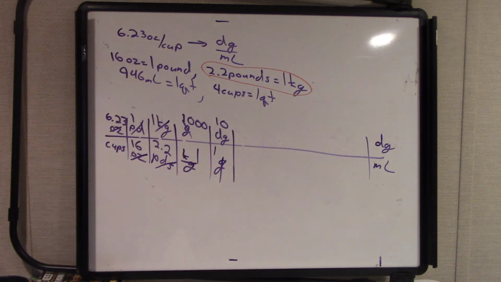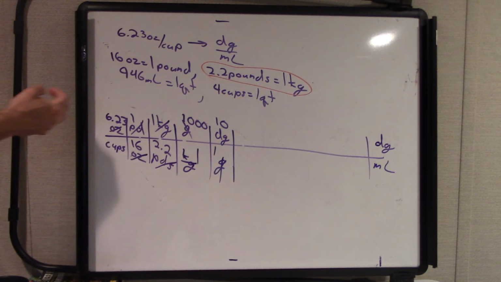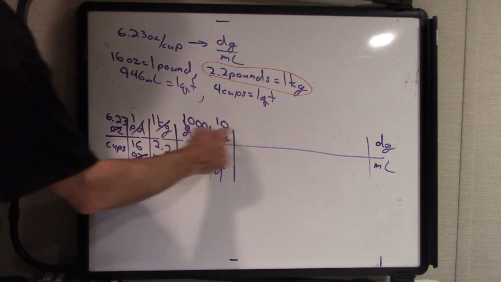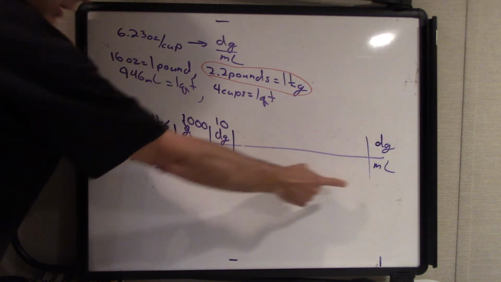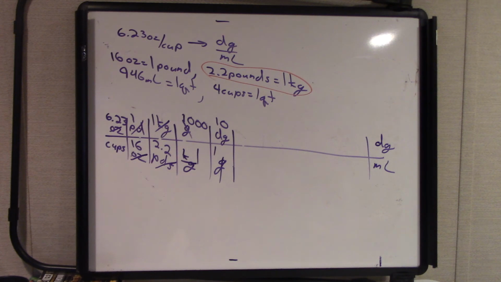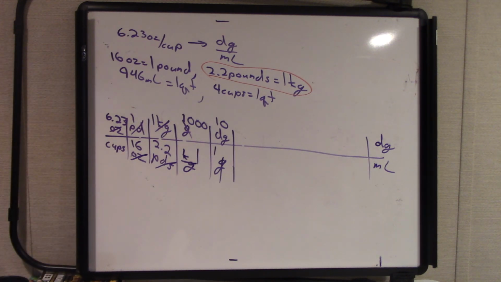Here's the other place you can kind of fall into a little bit of a trap that you want to make sure you're avoiding. It's very tempting to stop here. You see decigrams, you're like, great, I'm done. Well, you're not done yet, because you also still have to go cups to milliliters. You want to make sure you avoid that kind of trap and make sure you complete the problem.